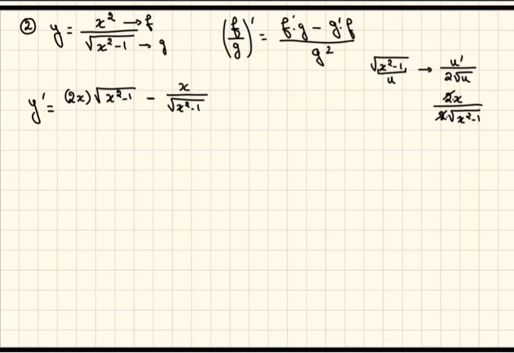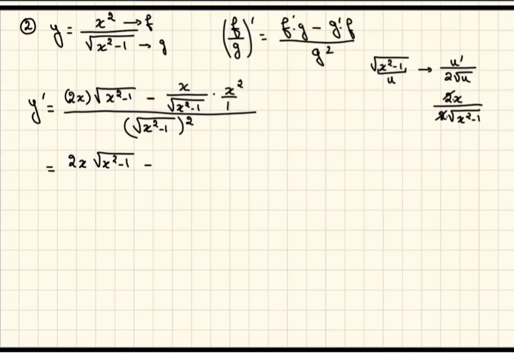So this is the g prime multiplied by f, so multiplied by x squared. As you can notice, I didn't write the x squared here next to the radical. It's multiplied by the fraction. Okay, so don't multiply it down. Over g squared, which is radical of x squared minus 1 all squared. Now let's try to simplify our answer. 2x multiplied by this, it stays the same, minus. For the first one, you can write 1 in the denominator.